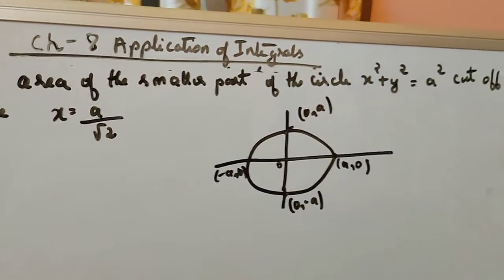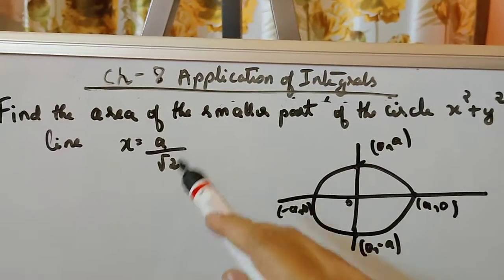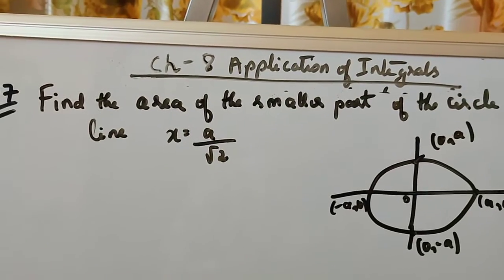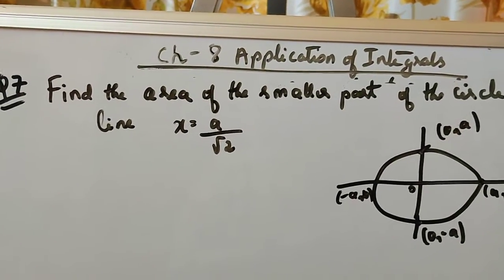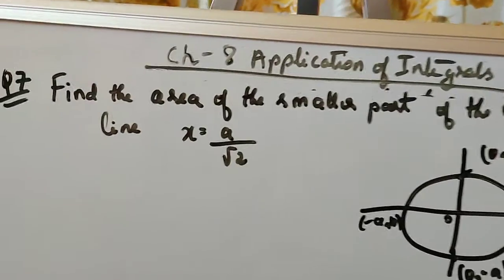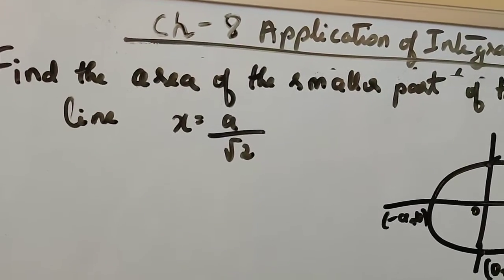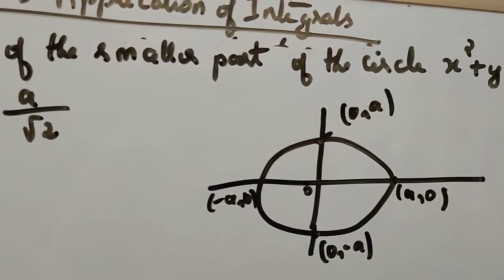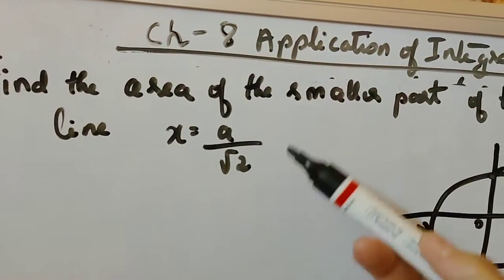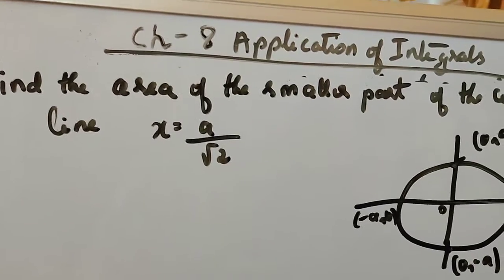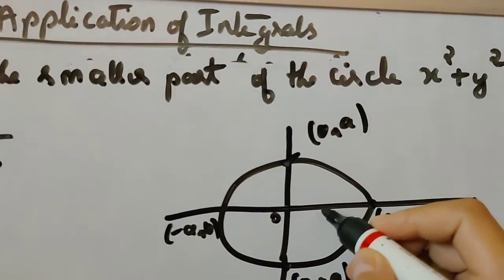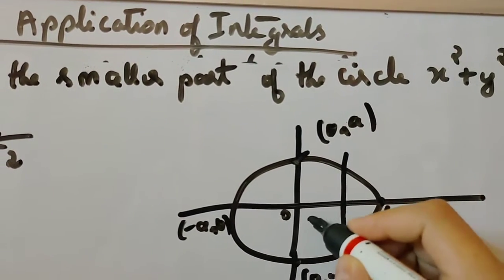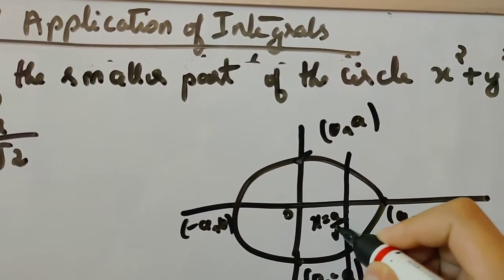Now we have to find the area which is cut off by the line x equal to a by root 2. In the previous question there was a y, x equal to root 3 y, so another variable y was also given there. That's why we cannot directly put the value like that. Here this is totally a constant value. So I can just assume that this portion is a by root 2, the distance is x equal to a by root 2.